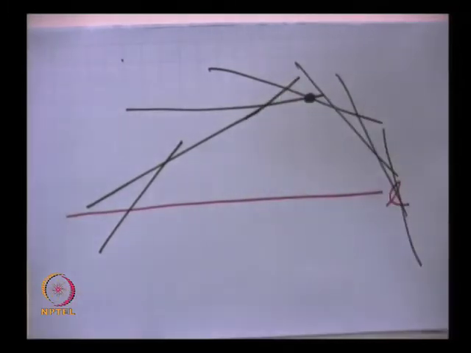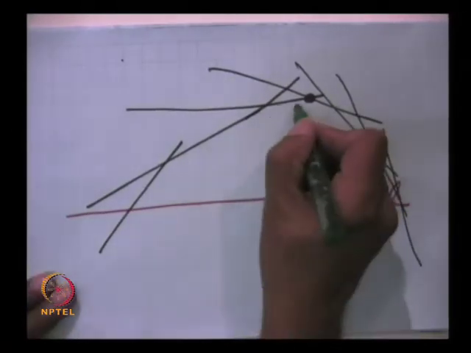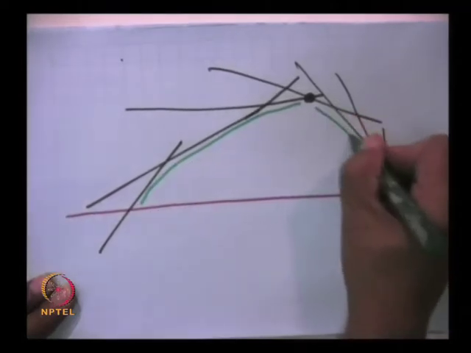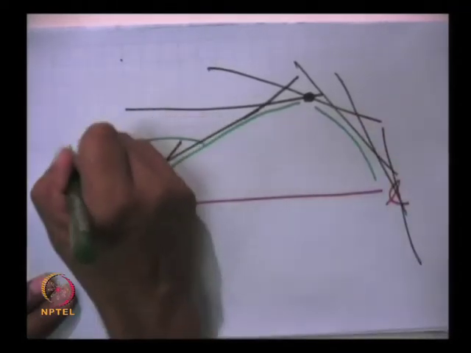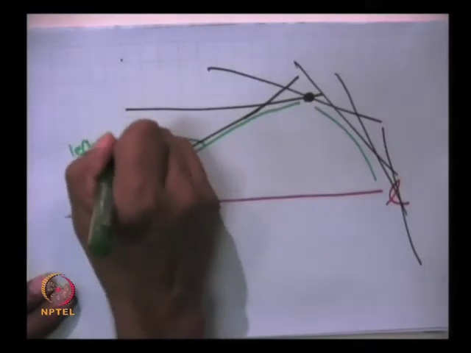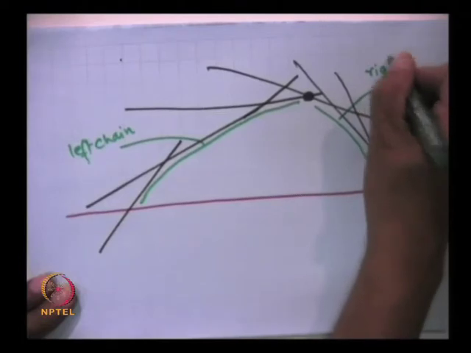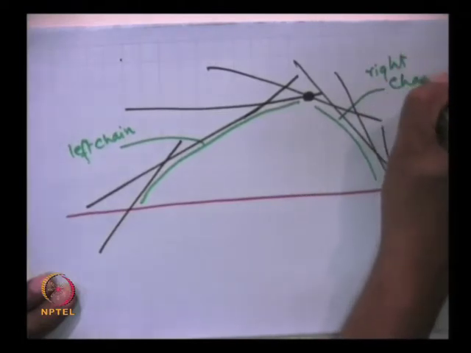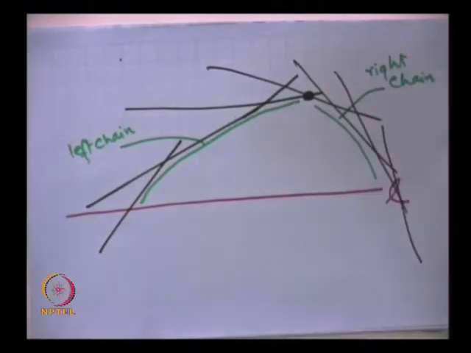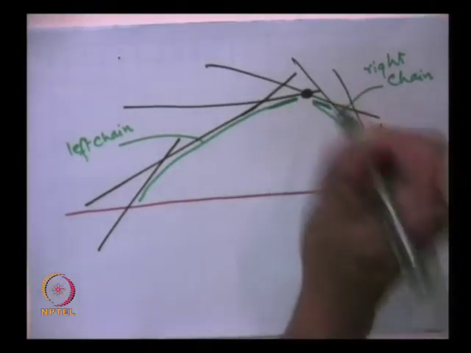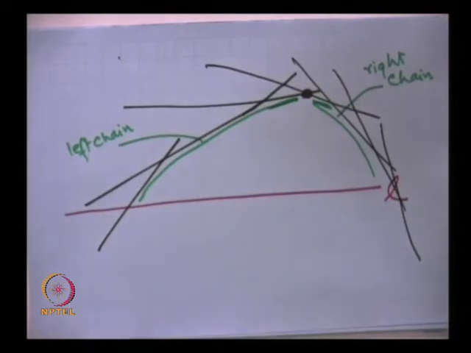So, there is a left chain and a right chain. Here is one set of edges and here is another set of edges. Let us call this the left chain and let us call this the right chain. Now, the topmost edge in each chain, I will charge it to that face itself.